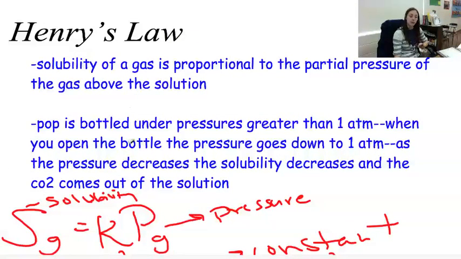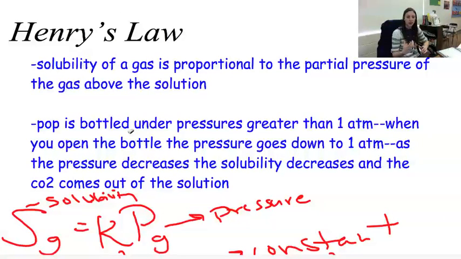It's just how pop is bottled. Pop is bottled under a pressure greater than 1. When you open the bottle, the pressure goes down, and as the pressure decreases, the solubility decreases, and the CO2 comes out of the solution. That's where you get all that fizz from pop.